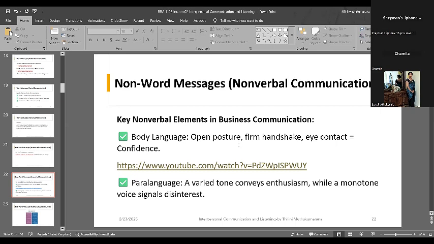Okay, so next one is paralanguage. This is very important. Paralanguage means the tone. So it conveys the enthusiasm. You can maintain your tone according to grab the attention of the audience, grab the attention of the listener.